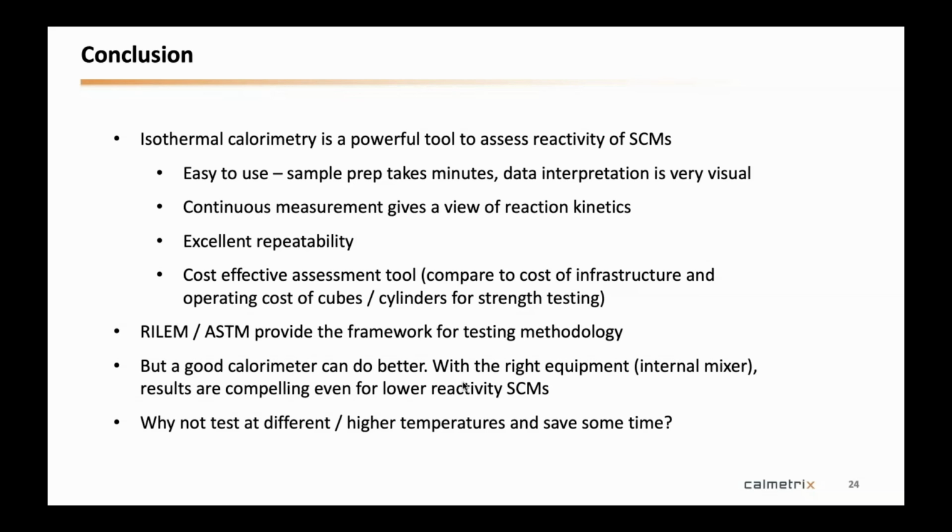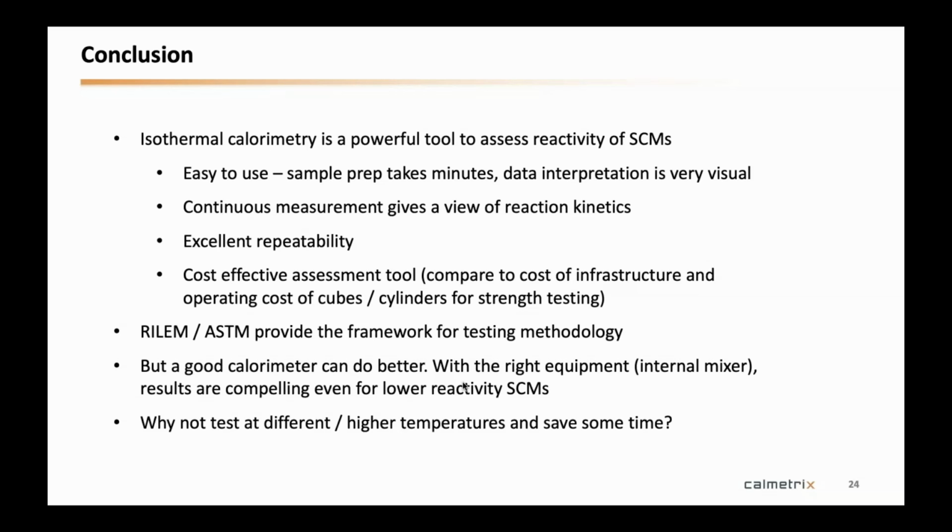And then it's actually quite cost effective, because, like with any capital expense, the initial cost looks high. But compare this to the cost of the infrastructure and the operating cost you need for cubes. If you want to do your cubes right, you need a curing chamber that's much larger than the calorimeter. That costs money. And if you do your cubes or cylinders for strength testing day in, day out, all the hours that go into it, and coming back on Saturdays to break them at the right time, all this is very cumbersome and very costly. So we shouldn't forget about that. I think it's a cost-effective tool, all in all.